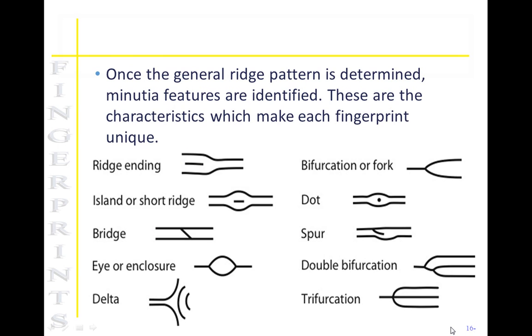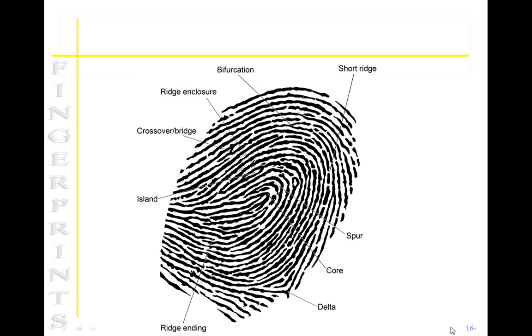Once that main general ridge pattern has been determined, the analyst is going to look for various minutiae features that may also be present within that fingerprint. It is these various characteristics that make that fingerprint unique. So once that main category pattern has been determined, if it is an arch, a loop, or a whorl, then they're going to identify as many as possible of the different minutiae in that fingerprint itself.